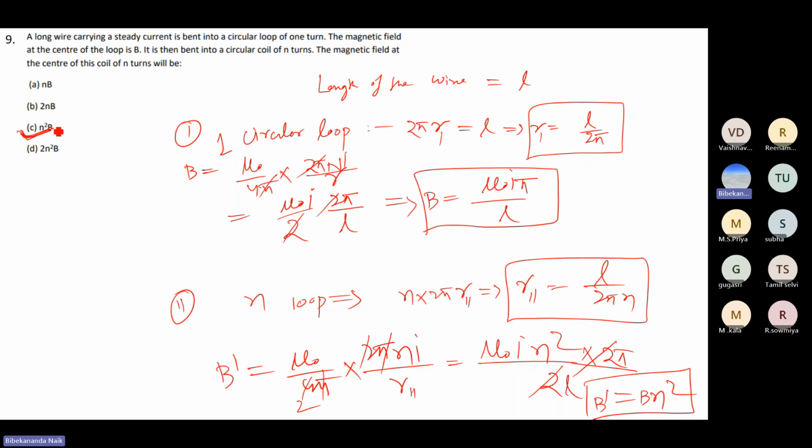This is what we can draw from this question. If you make a circular coil with a number of turns, the magnetic field will increase as the square of the number of turns. So if you make it 4 turns, the magnetic field will be 4 square, 16 times that of the initial value. Is that clear to all of you? Okay, so let's go to the next question.